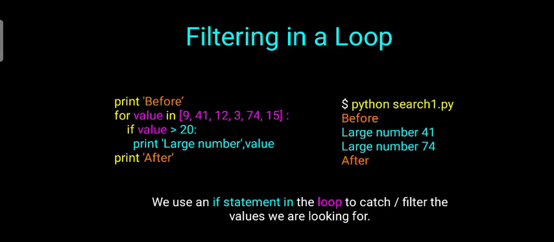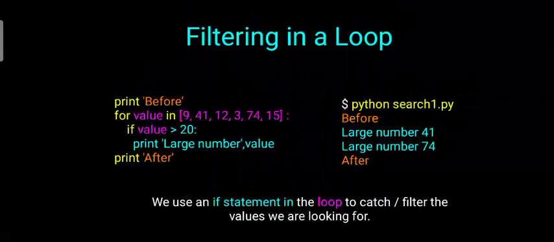So in the iterations, we make a condition. If the value is greater than 20, then only it prints the number, else no action will be taken. Looking through the program, we get the numbers 41 and 74, which are greater than 20. We use an if statement in the loop to filter the value we are looking for.